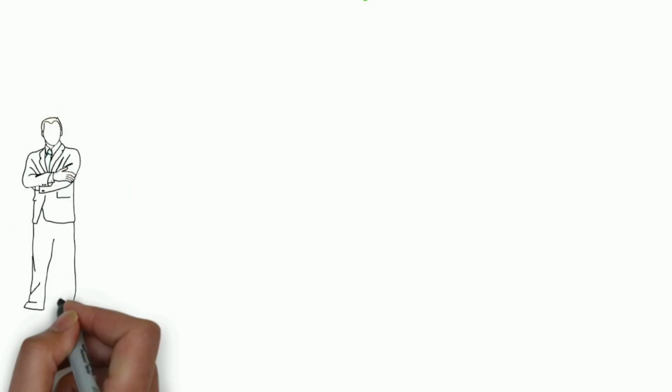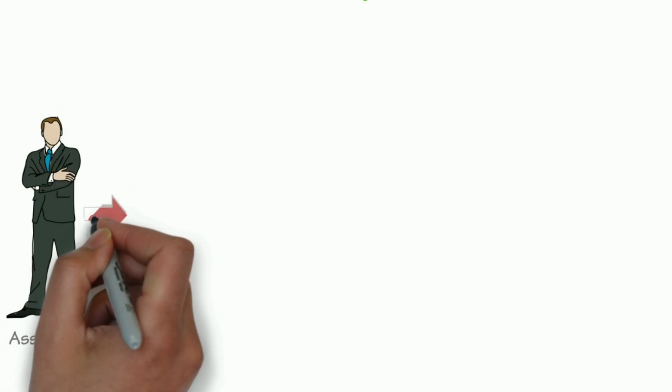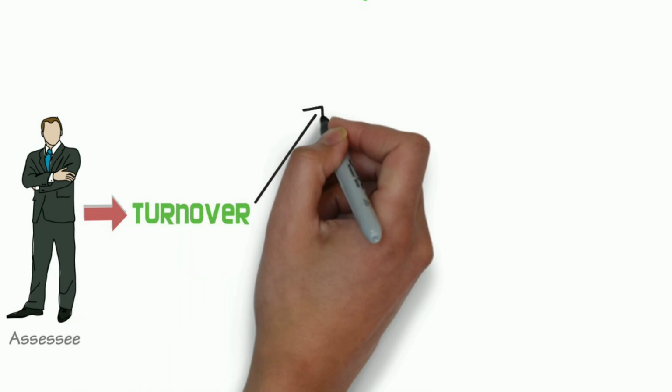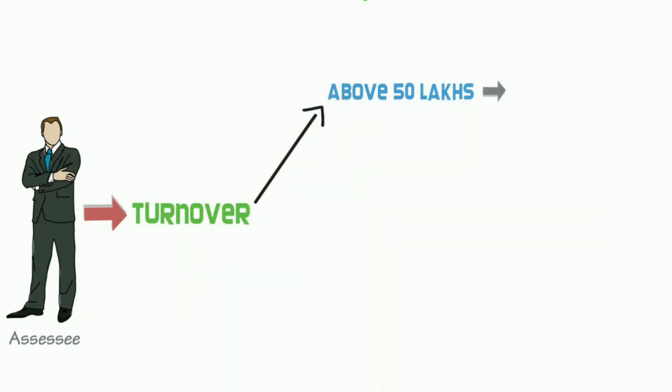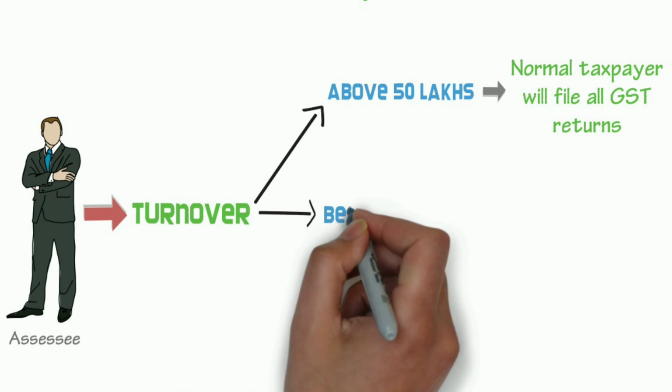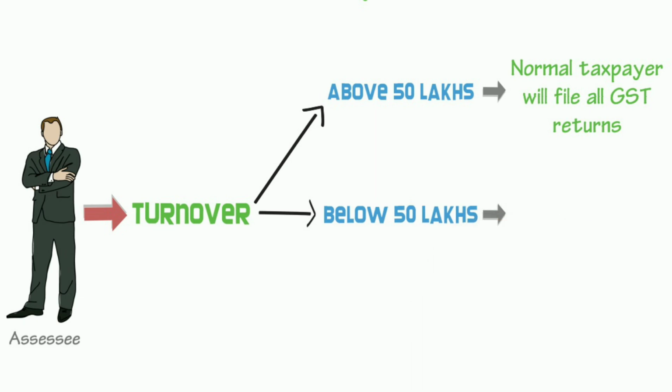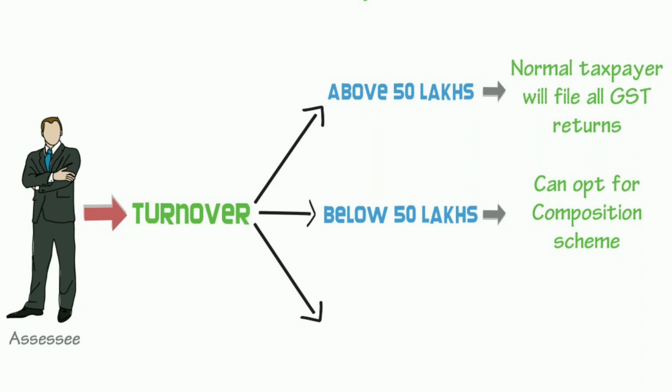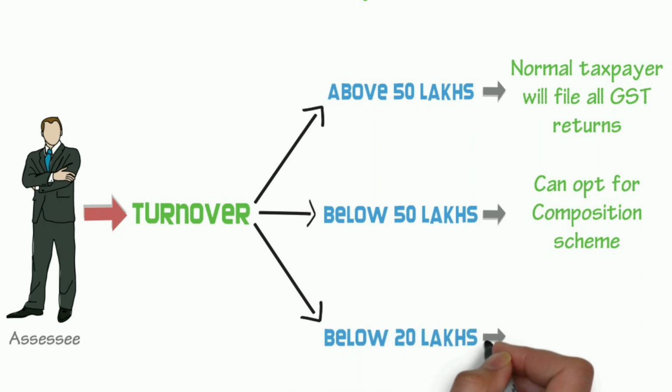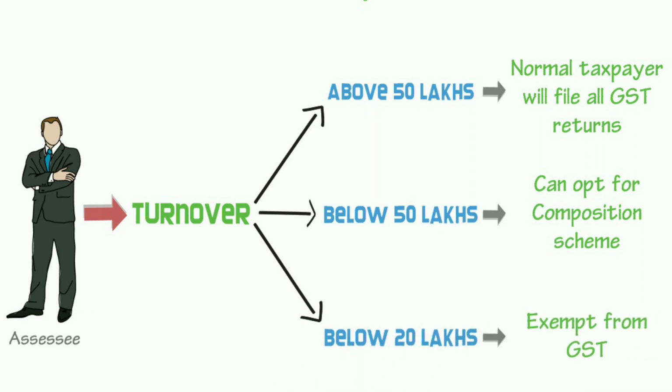Now let's have a look at this chart, where there is an SSE whose turnover is above 50 lakhs rupees. So he is a normal taxpayer and has to file all GST returns. Now if his turnover is below 50 lakhs, then he can opt for the composition scheme if he wishes. And if his turnover is below 20 lakh rupees, then he will be exempted from GST. So this was the concept of registration and eligibility for GST.